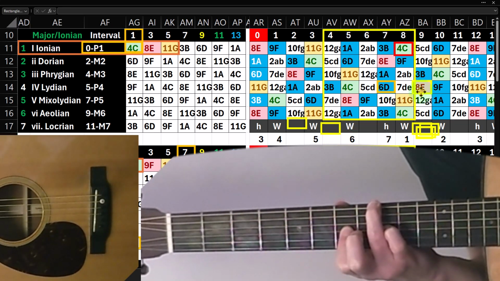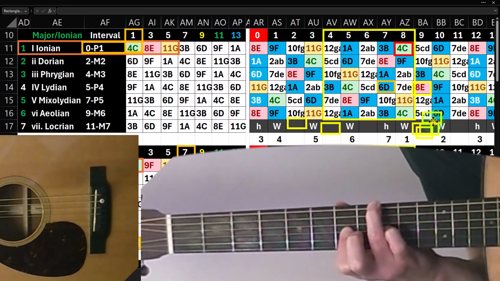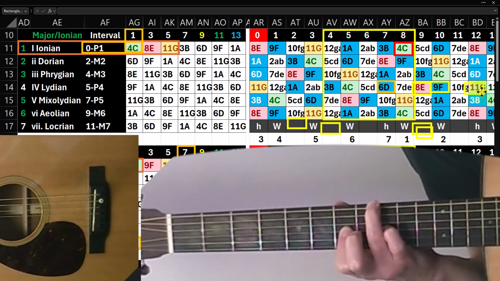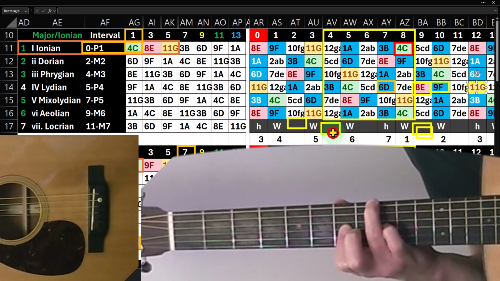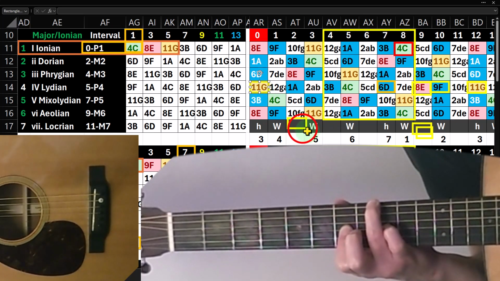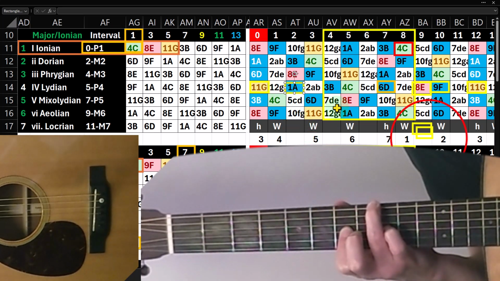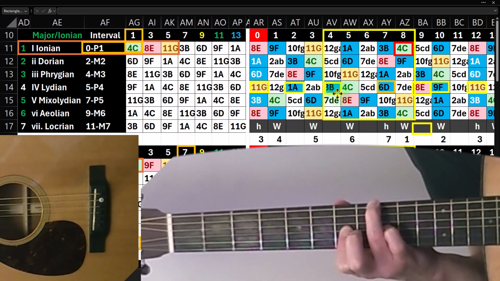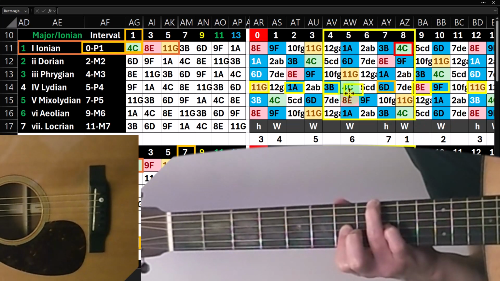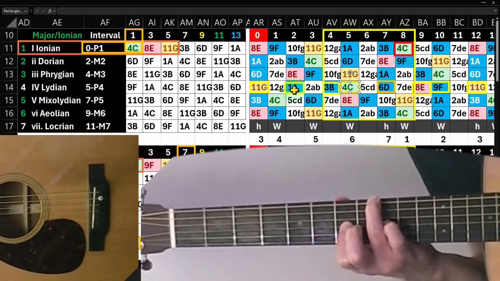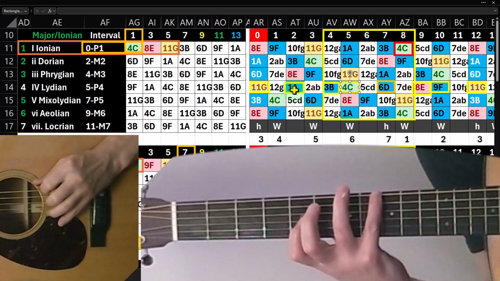So that's going to go to the 3, it's a whole step. 3 to 4 is going to be a half step. 4 to 5 is going to be a whole step. That starts over. The 5's right there. 5 to 6 is a whole step. 6 to 7 is a whole step. And then 7 to 8 or back to 1 is going to be a half step. And there's my octave.